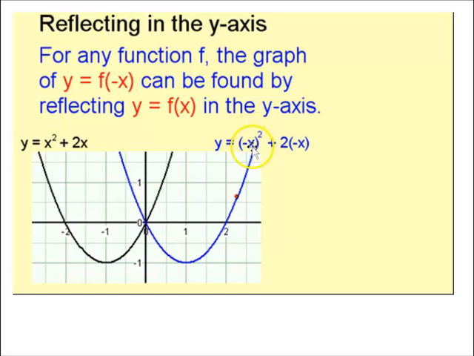Well, if we put a minus in front of each of the x's inside the brackets, we get y is equal to minus x squared plus 2 times minus x. And that gives us the blue curve. So the minimum point was minus 1, and the new minimum point is 1, minus 1. But notice that they intersect the y-axis at the exact same place. And where it did cut the x-axis at minus 2, it now cuts the x-axis at positive 2.